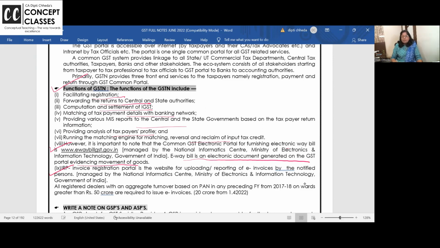Invoice Registration Portal. It is the website for uploading of e-invoices by a notified person, managed by GSTN. For all dealers whose aggregate turnover has crossed 50 crores, e-invoicing is mandatory. 50 crore is for 21-22. From 22 onwards it is 20 crore. This is for your knowledge. If turnover crosses 20 crore, you cannot do invoicing only in your software, Tally software. You have to do it on the portal.